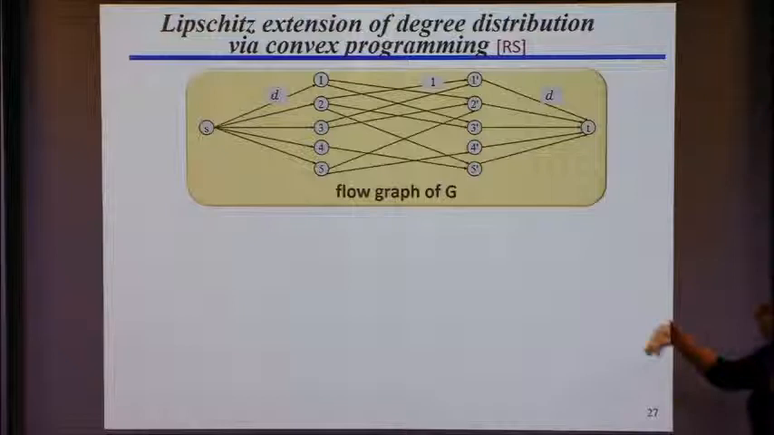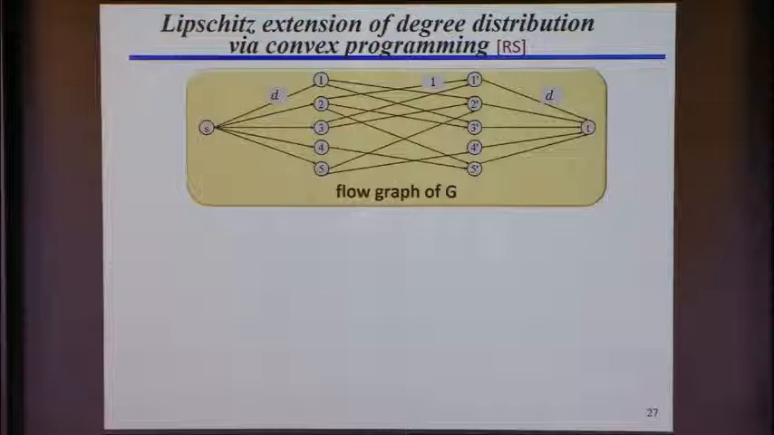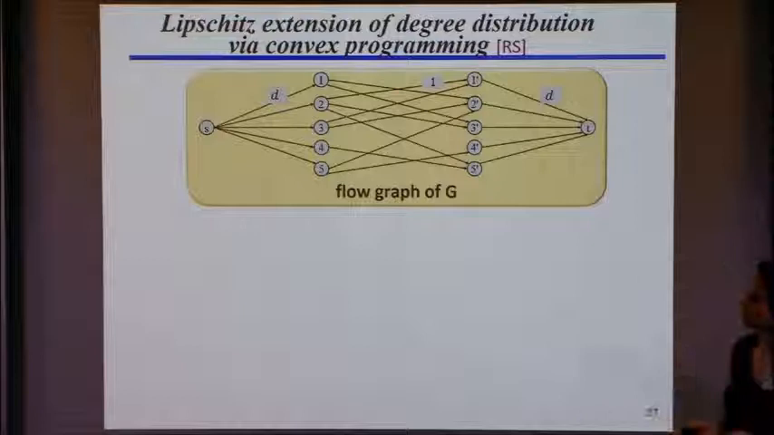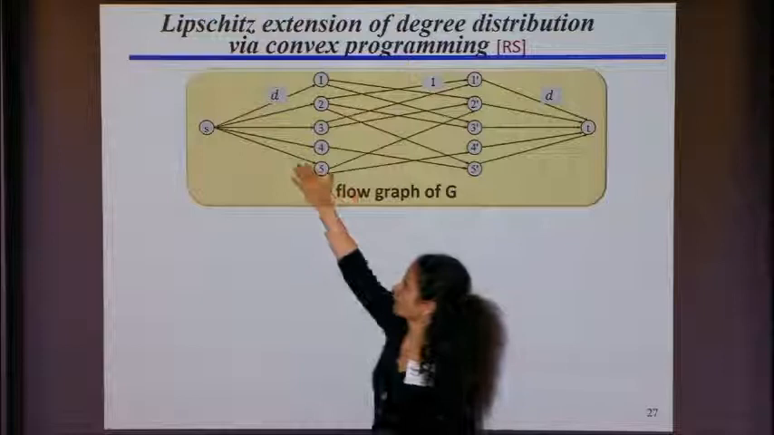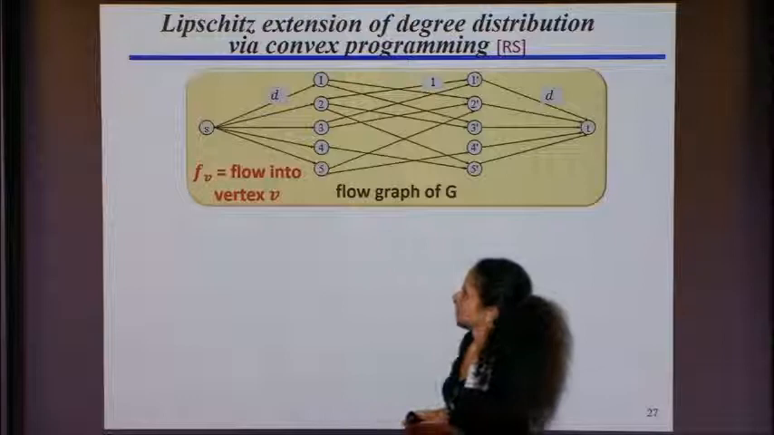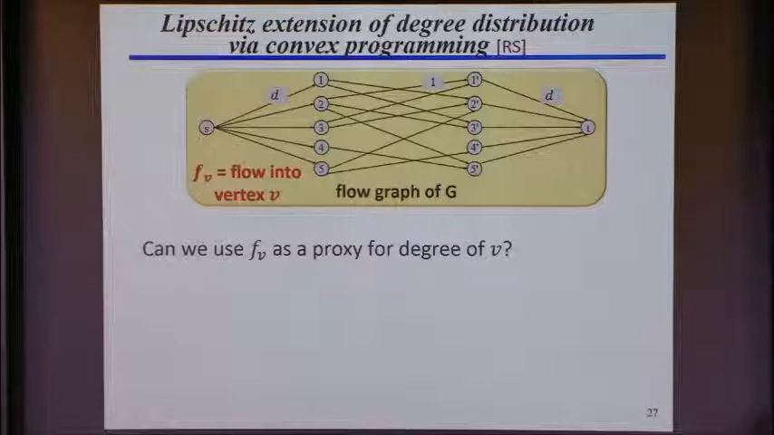So let's go back to our flow graph. We were able to use the flow graph to get an accurate quantity with low sensitivity, which was equal to the number of edges, which is the average degree. So let's see how to use this fact, maybe to see what it gives us for the degrees of the nodes. Maybe we can think about the flow into the vertex V here as a proxy for a degree. There is a problem with this. The issue is that maximum flow is not unique.